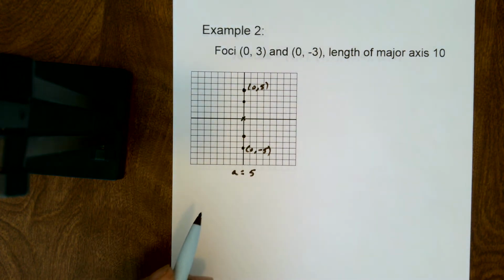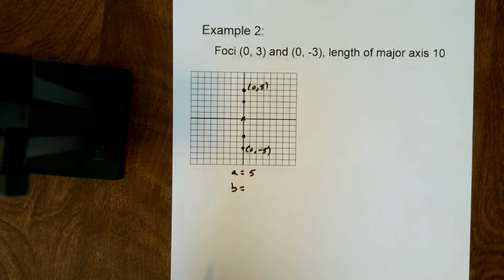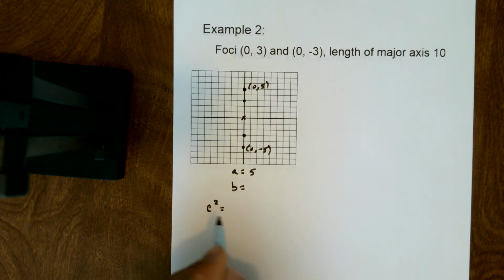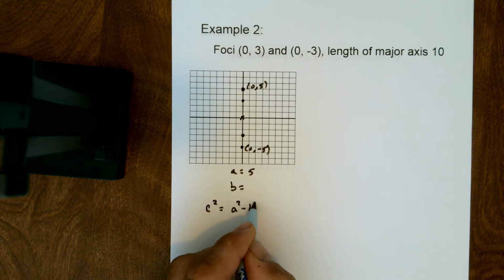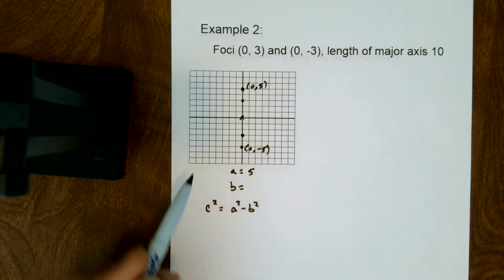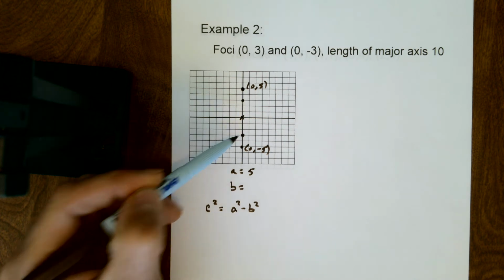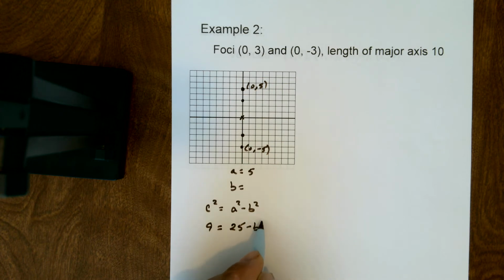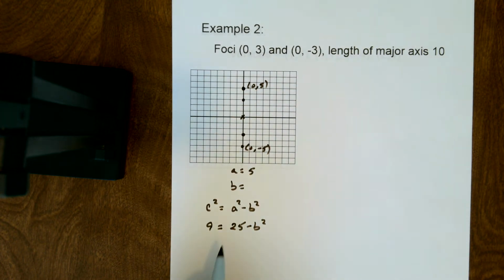Can I find my b value? Because that's what I'm going to need. Well, recall that c squared equals a squared minus b squared, where c is the distance from the center to the foci. So I know that 3 squared, which is 9, is going to equal my a value squared, 25, minus my b squared value. Go ahead and solve for b squared.